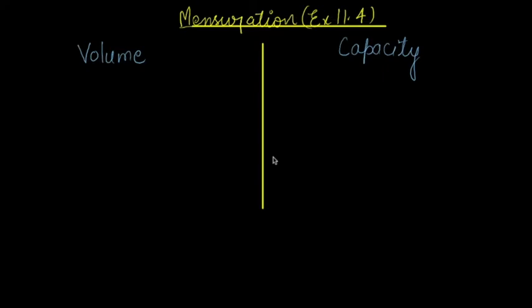In today's session, I will be explaining exercise 11.4, which is the last exercise of the chapter Mensuration of Grade 8. In this exercise, particularly, we'll talk about the volume and capacity of three-dimensional shapes, in which we have studied cube, cuboid, and we have done cylinder. So we have to talk about these three shapes.